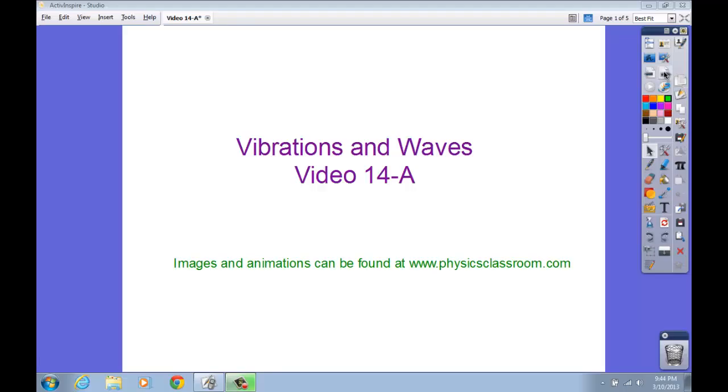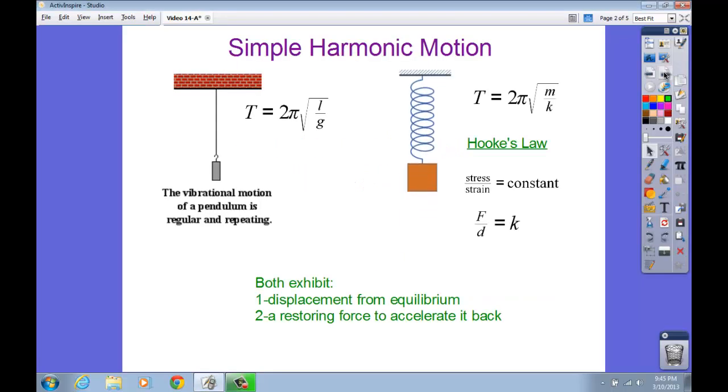As we wrap up Chapter 11 on energy and its conservation, we are going to look at another way to transfer energy in Chapter 14 through vibrations and waves. We have already discussed vibrations through simple harmonic motion when we talked about the pendulum and a mass on a spring. As you can see, both of these objects are displaced from equilibrium by a given force. And then there is a restoring force that would get the object to accelerate back to its equilibrium point.